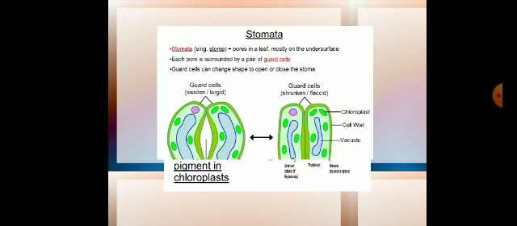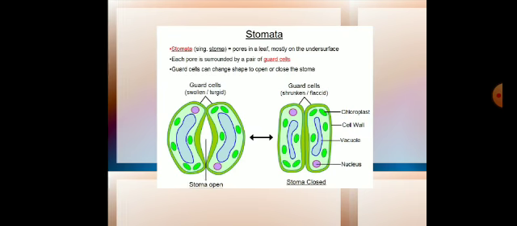Now, you all are familiar with this structure. This is a picture of the stomata. So leaves have stomata for the exchange of gases, for the entry of carbon dioxide needed for photosynthesis, and for the exit of oxygen produced during photosynthesis.